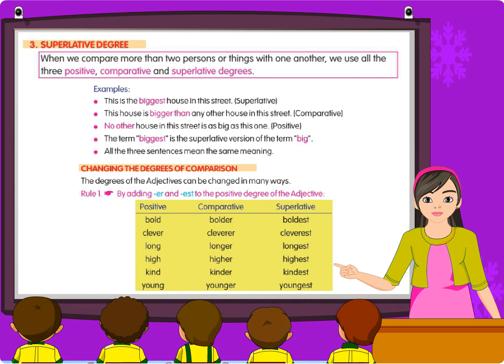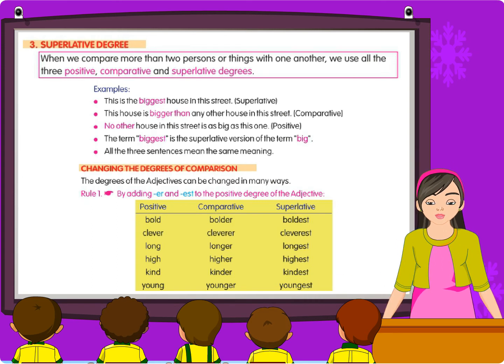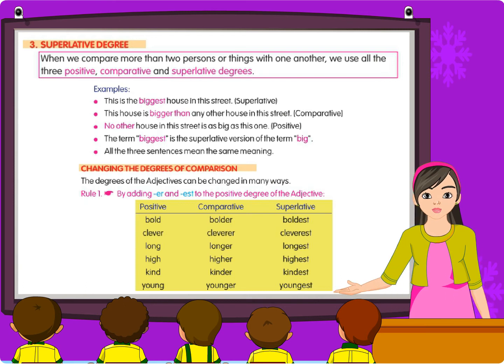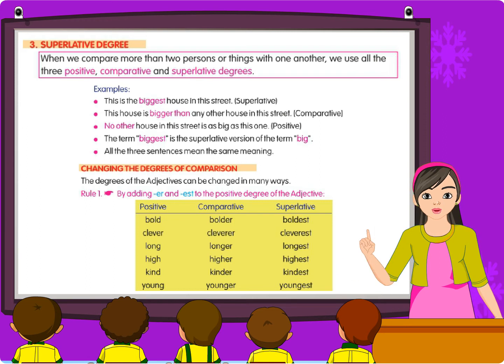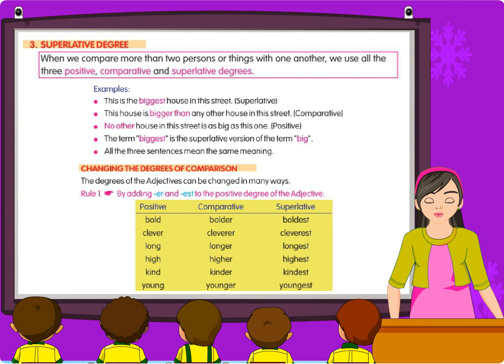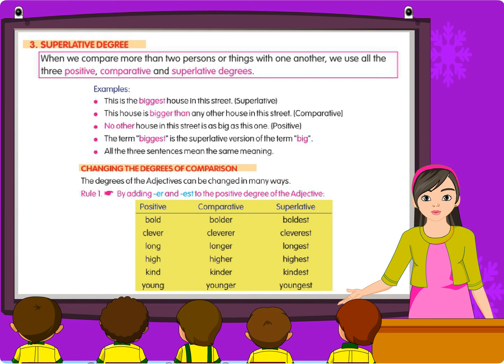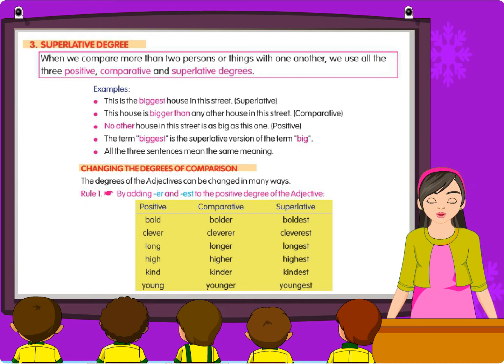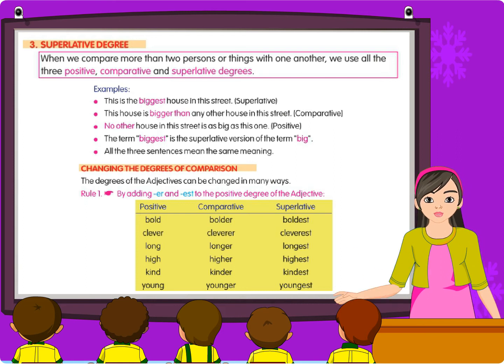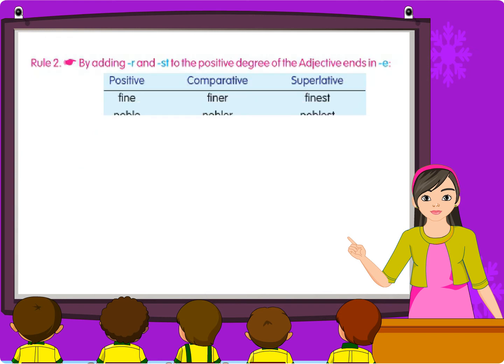Changing the degrees of comparison. The degrees of the adjectives can be changed in many ways. Rule 1. By adding er and est to the positive degree of the adjective. Positive, comparative, superlative. Bold, bolder, boldest. Clever, cleverer, cleverest. Long, longer, longest. High, higher, highest. Kind, kinder, kindest. Young, younger, youngest.